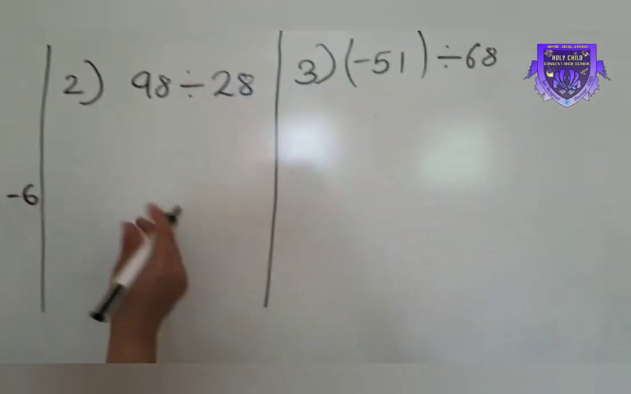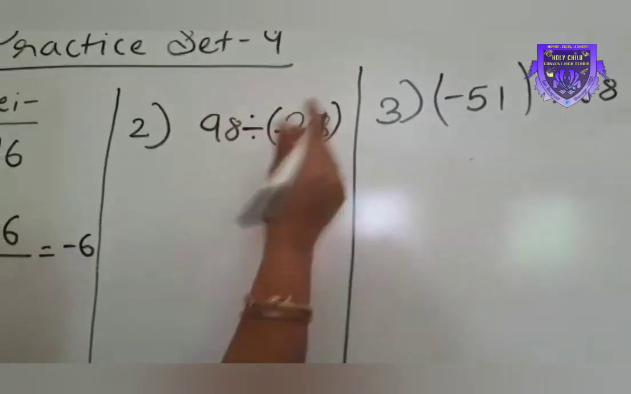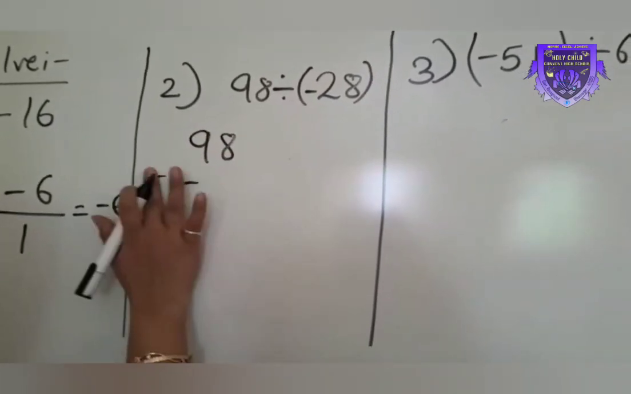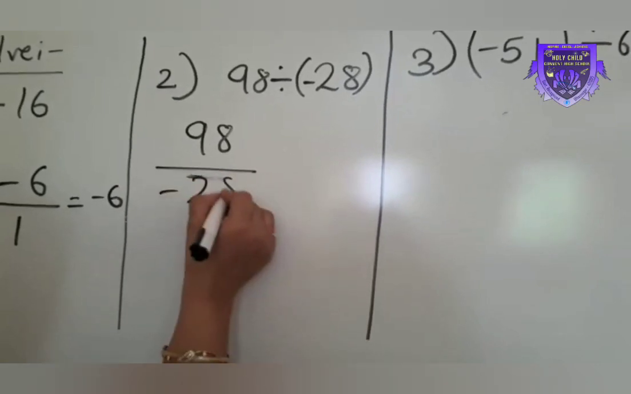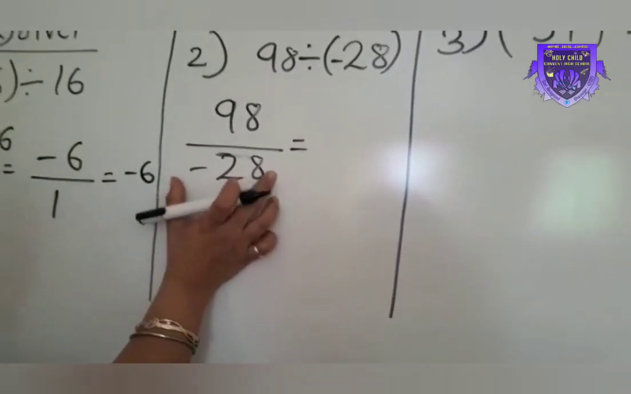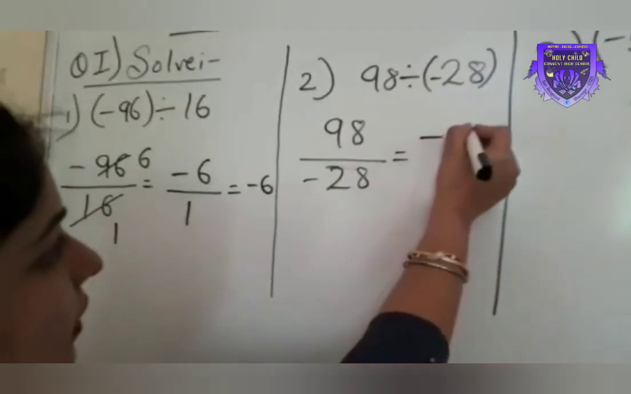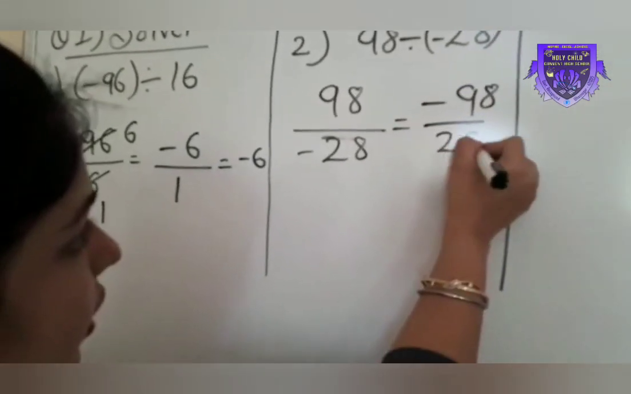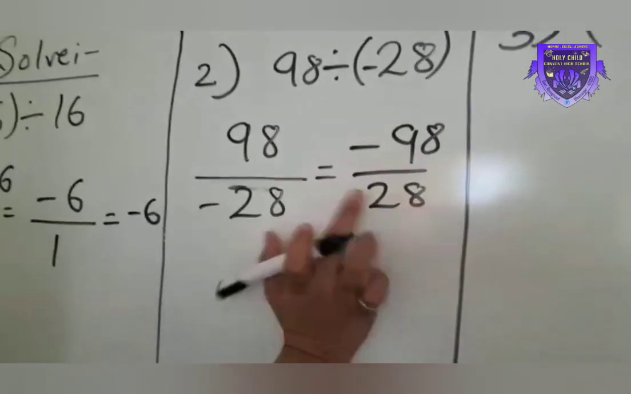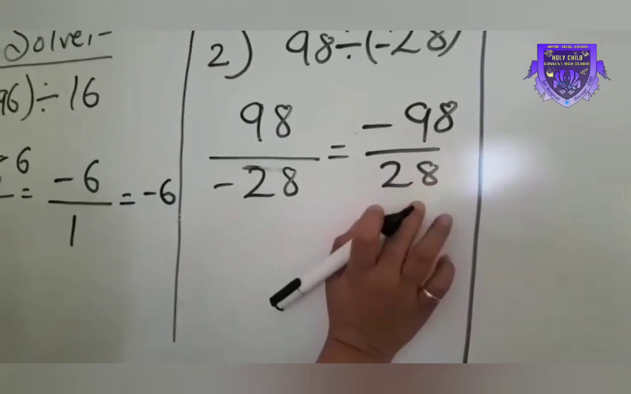Second sum. When 98 is divided with negative 28. First we will write in the fraction form. First what will we do? Our denominator is negative, so we will shift the negative sign in the numerator as per the rule I have told you. Okay, then we will divide. 28 and 98 come in one table? No, so we have to break them with the table of 2. Start with the table of 2.